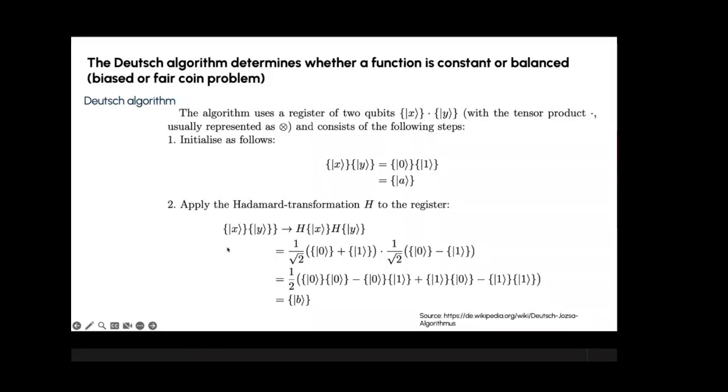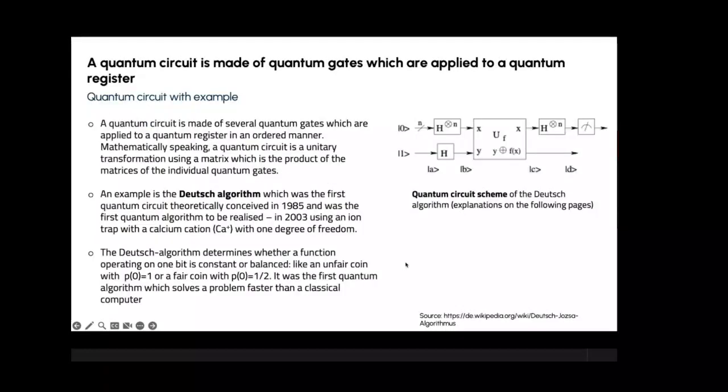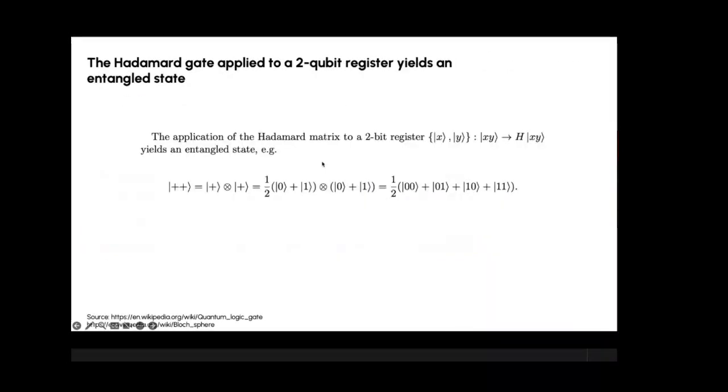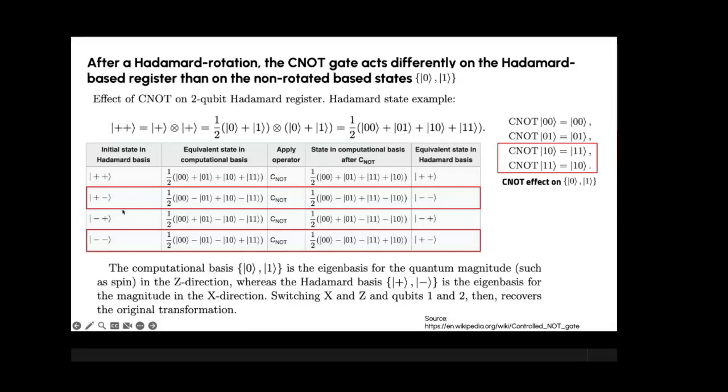Now you take the 2 qubits and apply the Hadamard transformation to them, which gives you 1/2 (0 plus 1) times, because they are together in one register, you use the tensor product. And so this is this tensor product 1/2 (0 minus 1). We saw it here, right? That this is (0 plus 1) tensor product (0 minus 1). In this case you have 0 (0 minus 1) plus 1 (0 minus 1).